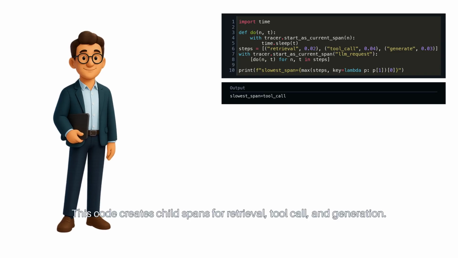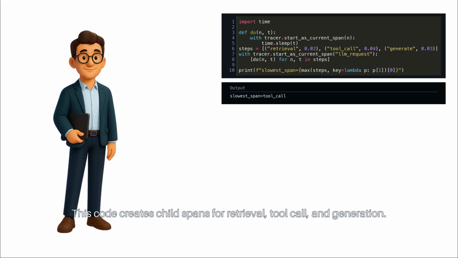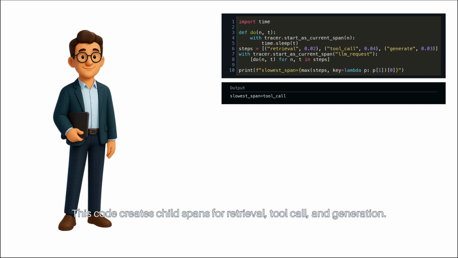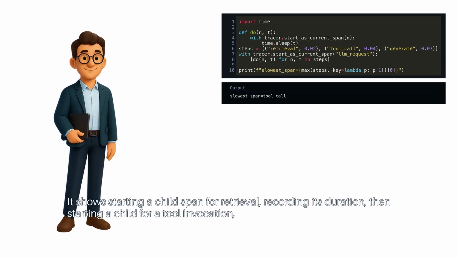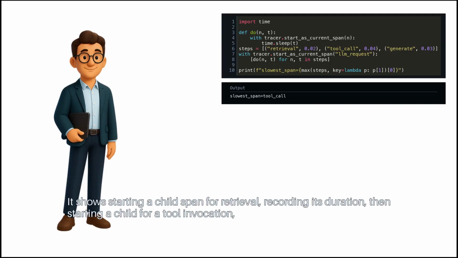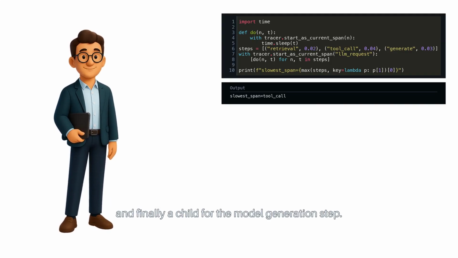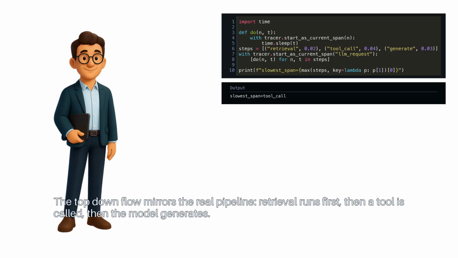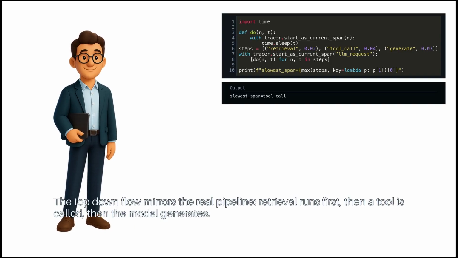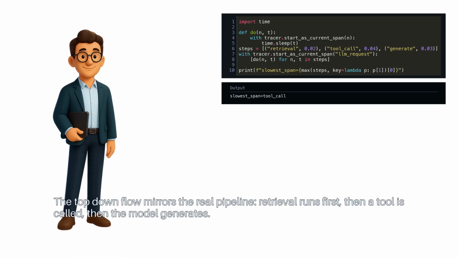This code creates child spans for retrieval, tool call, and generation. It shows starting a child span for retrieval, recording its duration, then starting a child for a tool invocation, and finally a child for the model generation step. The top-down flow mirrors the real pipeline. Retrieval runs first, then a tool is called, then the model generates.